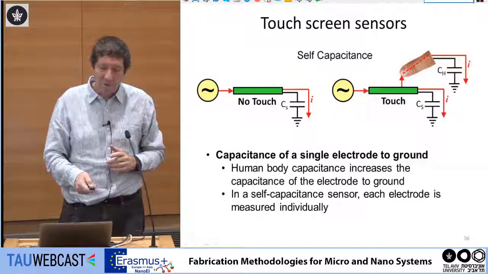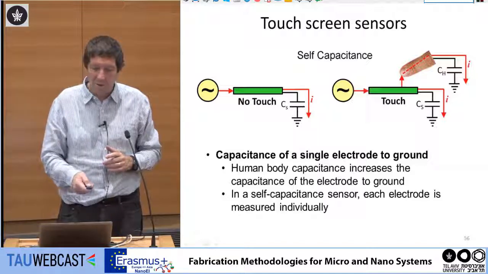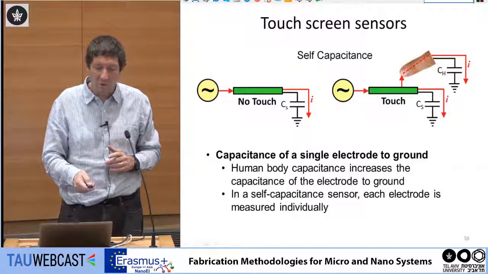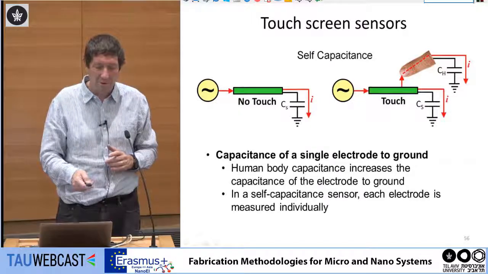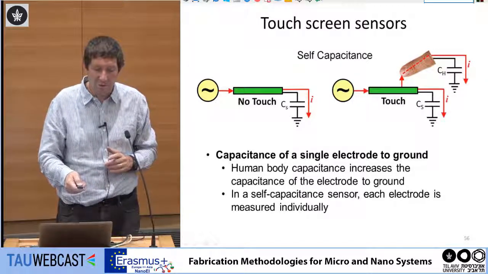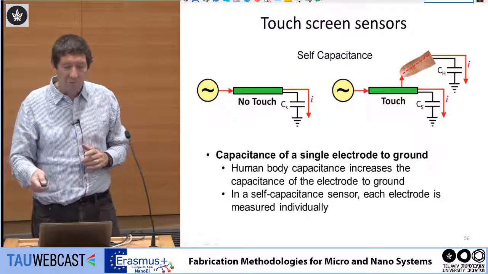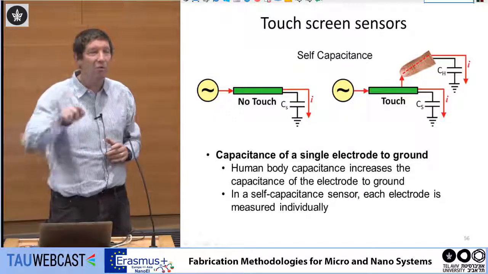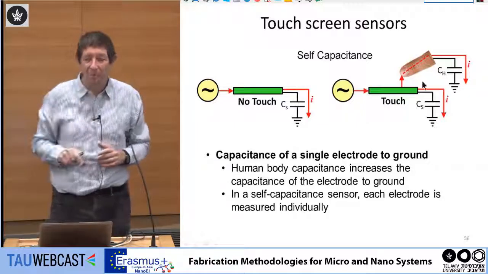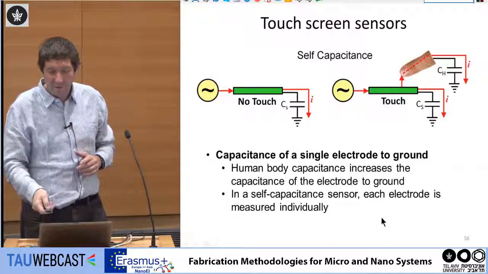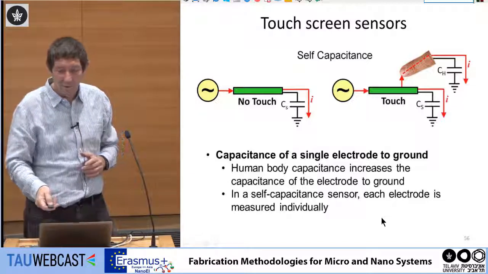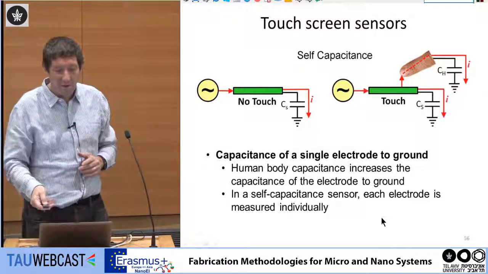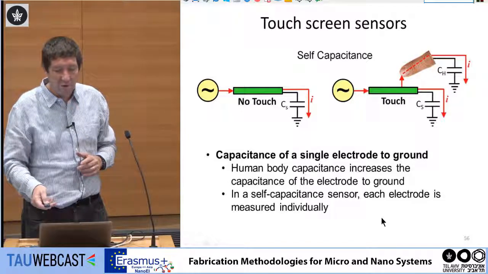It's called self-capacitance. Practically, if there is no touch, this is the capacitance. You put an oscillator and put here a conductor, and there is a certain current flowing. When your finger is touching or close to the screen, you add the capacitance of your body, which is about a few hundred picofarads, and you change the current, and you can detect that somebody is touching.